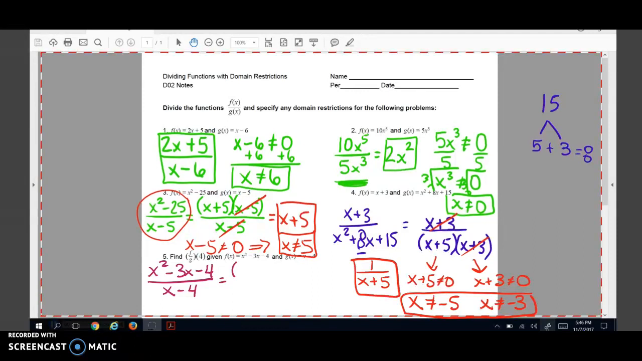Again, using trinomials, what times what gives you a negative 4 that adds to give you a negative 3? Well, that would be negative 4 and a positive 1. So the numerator factors into x minus 4 times x plus 1, and then the denominator of x minus 4. We now see that the x minus 4s will cancel, and I'll be left with x plus 1 as my simplified f of x divided by g of x. Now substituting in my x value of 4 into x, I have 4 plus 1, which leaves me with 5.